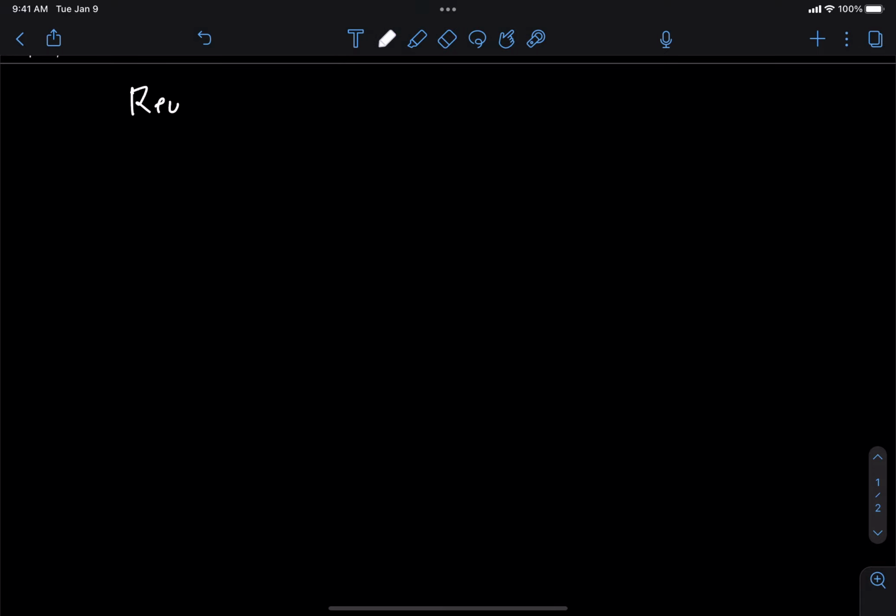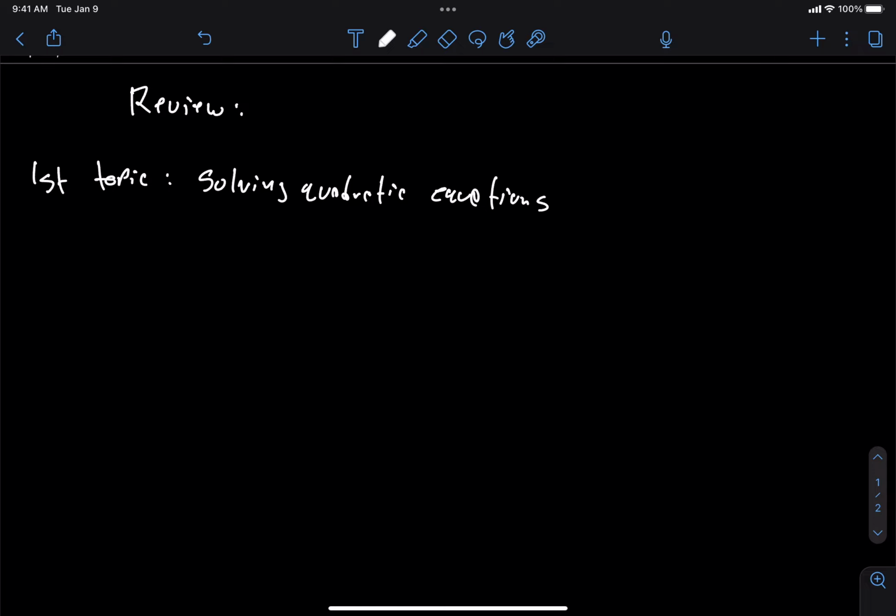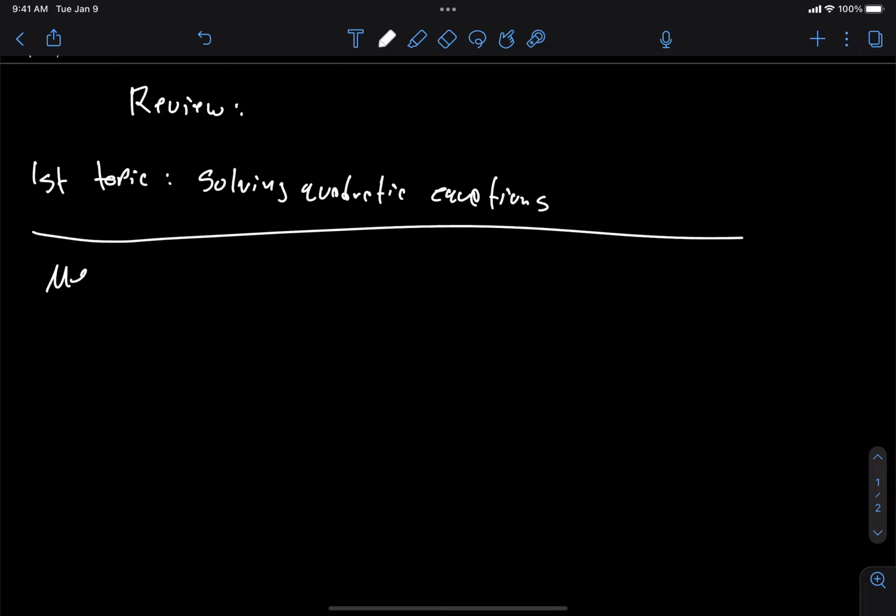So today's the review. So first topic, solving quadratic equations. So we basically have two methods. Method 1 is factoring and the zero product property. Okay, factoring and the zero product property.